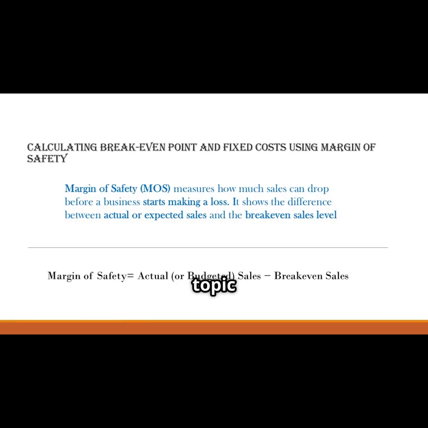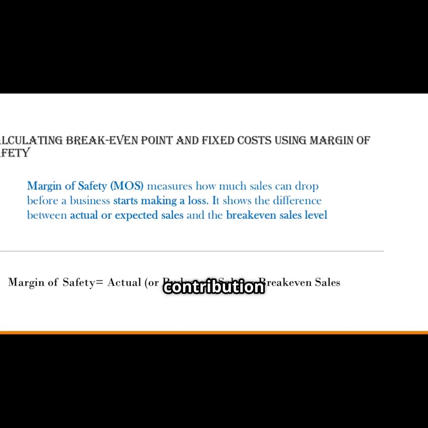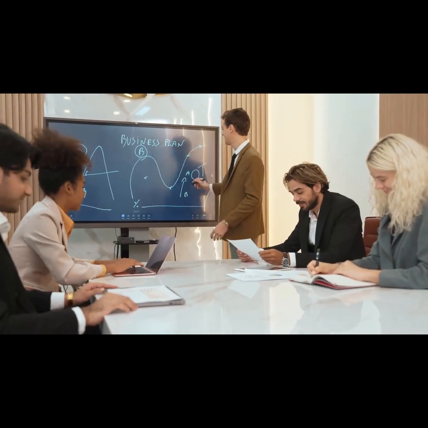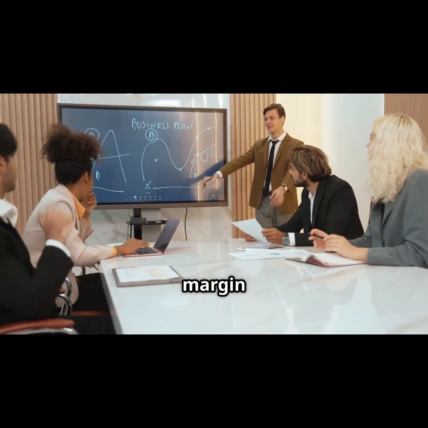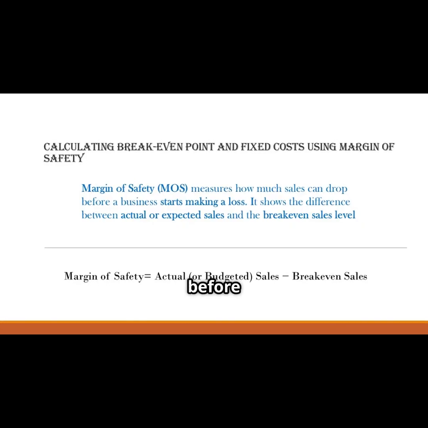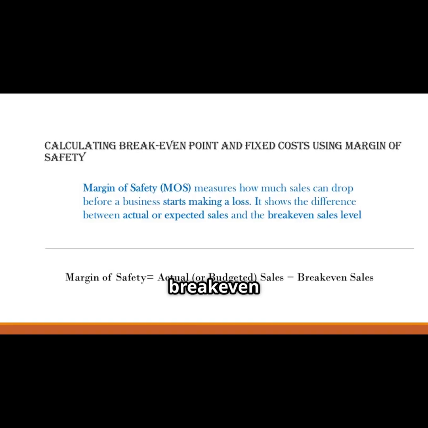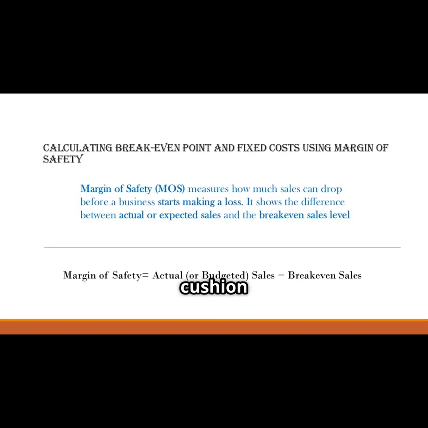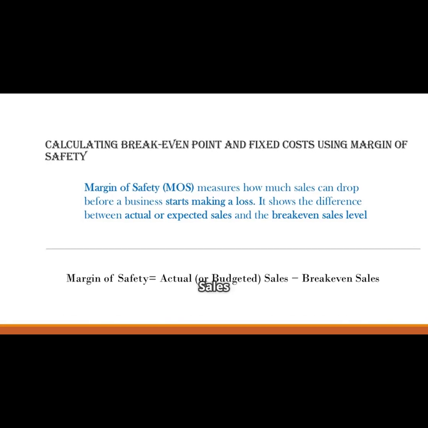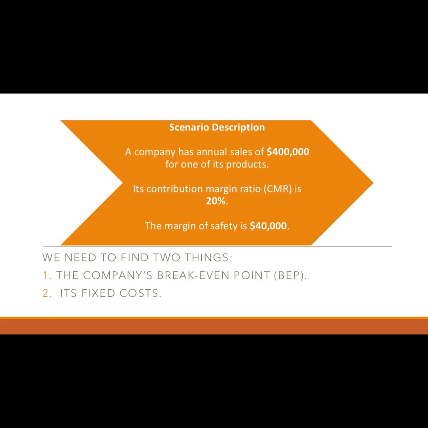Lastly, we'll tackle an exciting topic: calculating the break-even point and fixed costs of a company using its sales, contribution margin ratio, and margin of safety. Before we start, let's understand what the margin of safety is. Margin of safety, or MOS, measures how much sales can drop before a business starts making a loss. It shows the difference between actual or expected sales and the break-even sales level. It's essentially a risk cushion for your business. The formula for the margin of safety is margin of safety equals budgeted sales minus break-even sales. Let's dive into a practical example to make things clear.